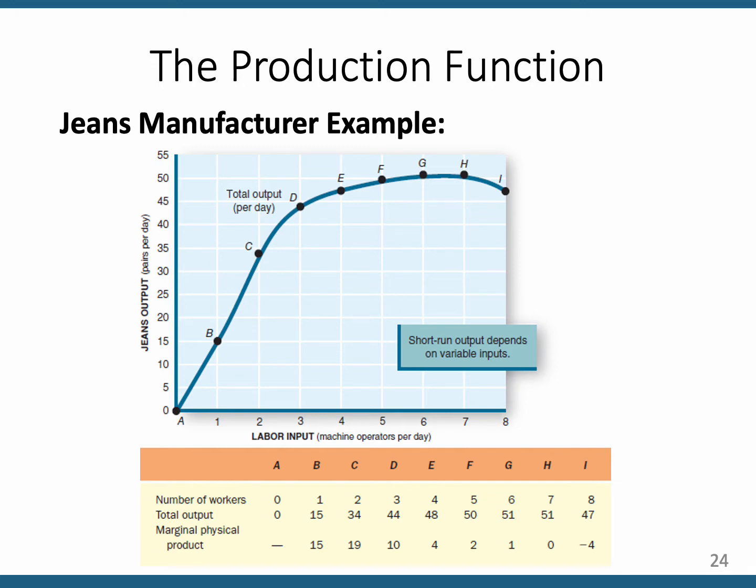So how many jeans were added per day when the second worker was hired? What's the marginal product of that second worker? 19, right? The difference between 15 and 34. And maybe you have 2 workers for some number of days, and then you're thinking about hiring the third worker. All right, you hire the third worker. Now the total output goes from 34 jeans per day to 44 jeans per day. The marginal product of the third worker is 10 jeans. And so marginal product goes down as you hire more workers.